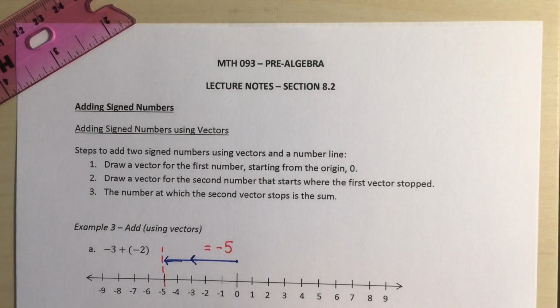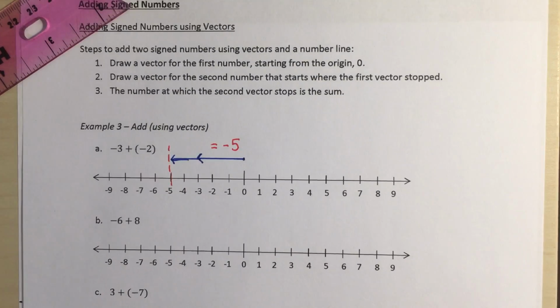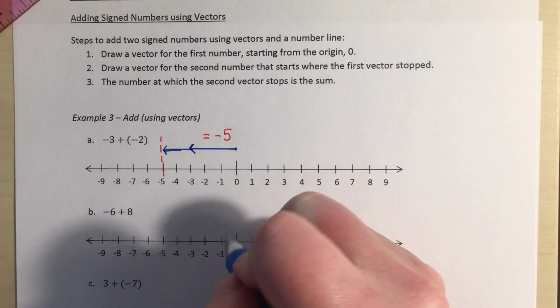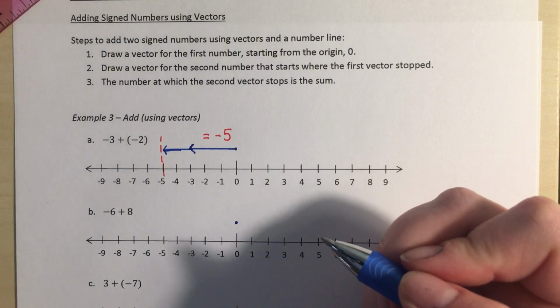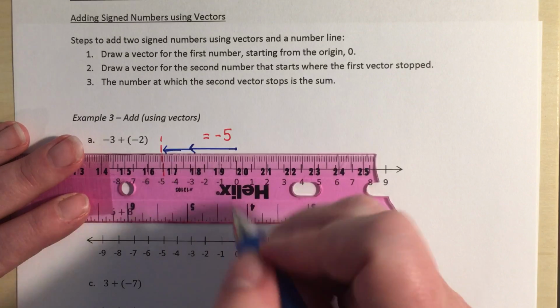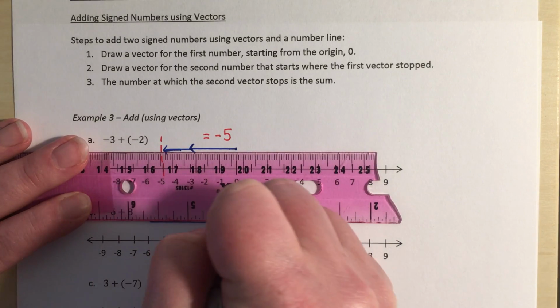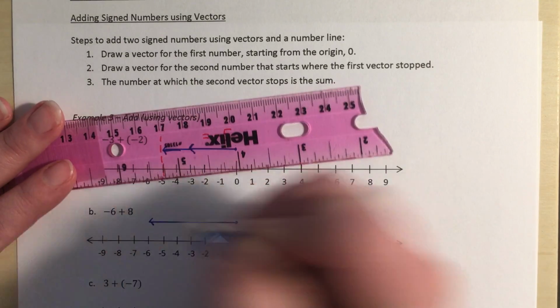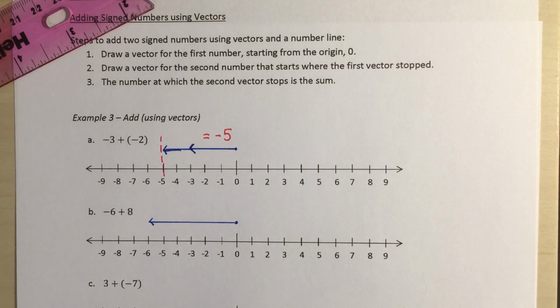Now as we look at this next one, our first number here is -6. So we're going to start at 0 and go back to -6. Now we're going to go +8. So we're going to start at this -6 and count 8 the other way.